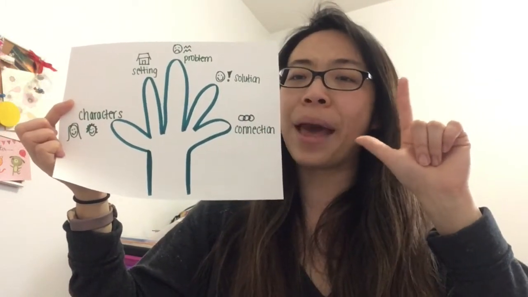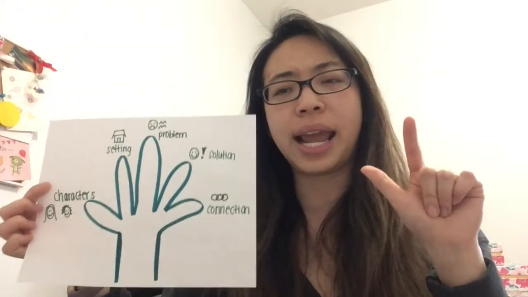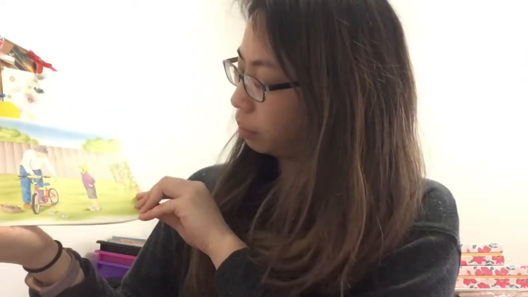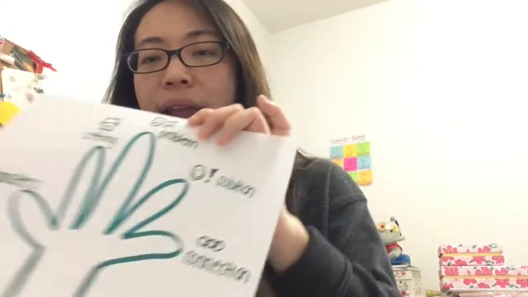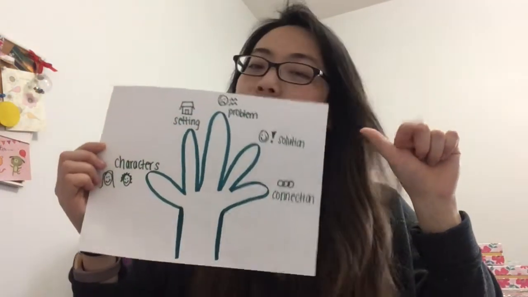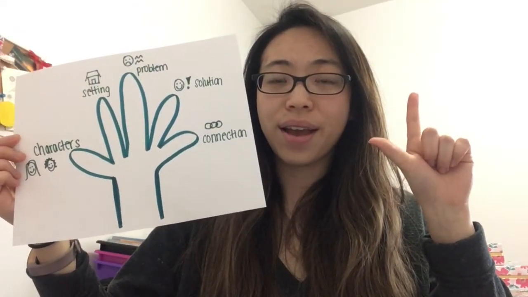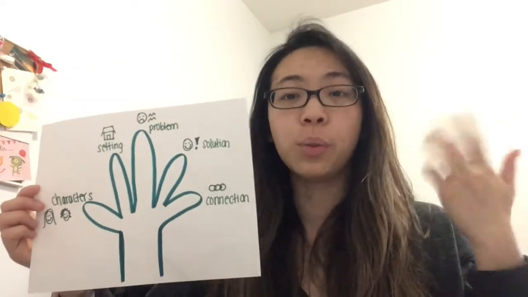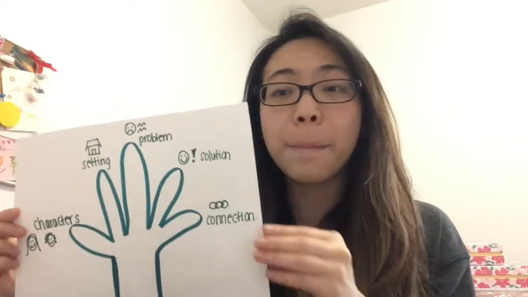Next, we're talking about the setting, which is where the story takes place. Let's look back in the book. Where do you think the story takes place? This kind of looks like their backyard. So where is the setting of the book? Right, the setting is in their backyard, where Max is learning how to ride a bike.